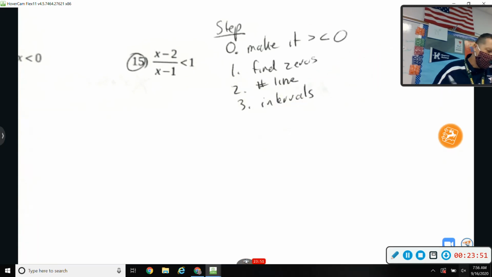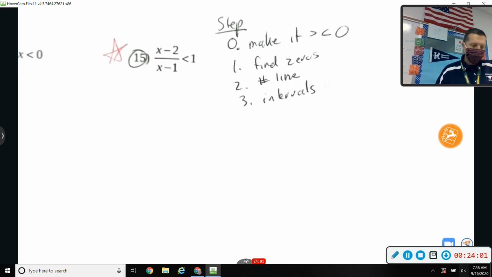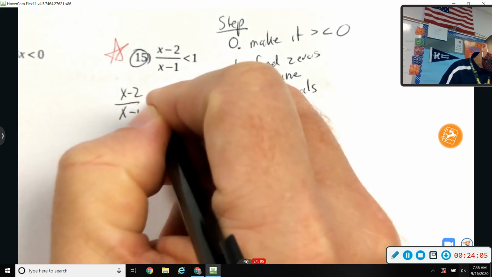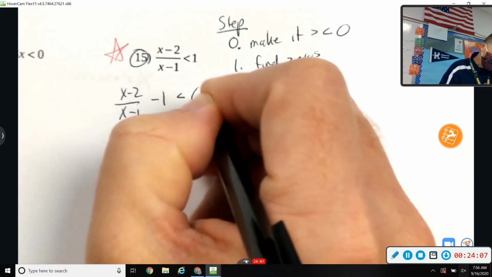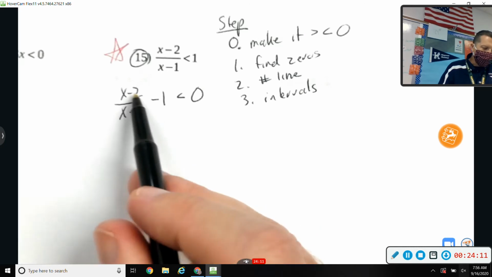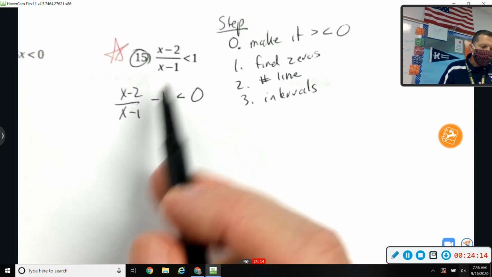So 15, and then it happens again on 17 and 18. So it's just 15, 17, 18. You got to make it equal to 0 before you can work this process. So I'll subtract 1 to the other side. Hey, that was easy. Except that I can't really do this until it's one fraction over another fraction.